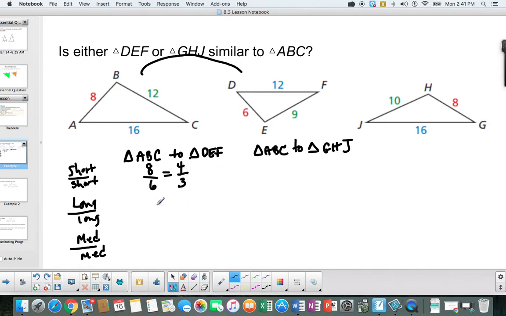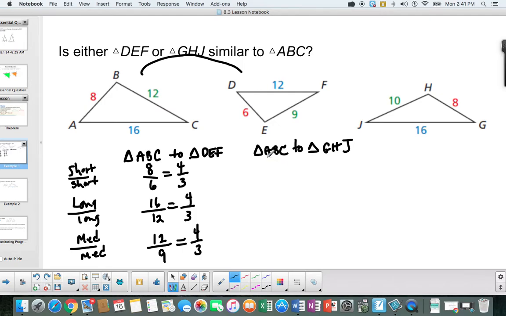And now I'm going to compare the long to the long. So that'll be 16, which is the long, over 12. And that's going to be 4 to 3. So far that looks pretty good. The ratios are still the same. The medium, which is the green, will be 12, and then I'm going to compare it to the medium, which is 9. And again, that's 4 to 3. So these look like the two that are going to be similar.